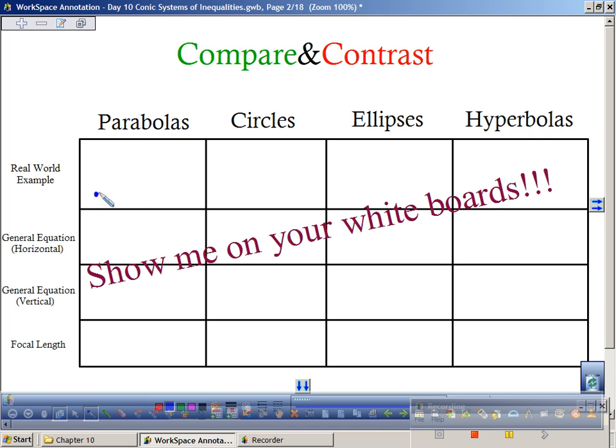Trajectory. Ooh, I heard it. Dot, dot, dot, dot, dot, dot, dot. Shooting something up in the air, throwing a ball, right? Yeah. Exactly. It's a parabola.